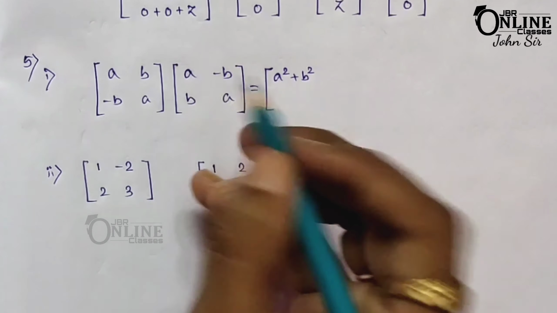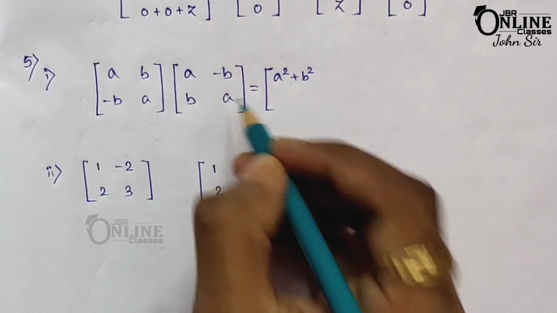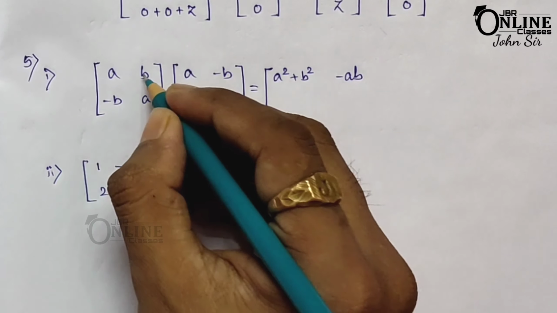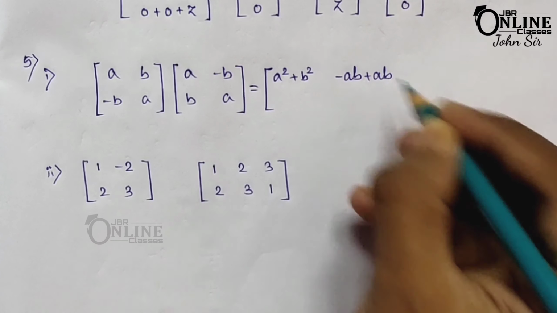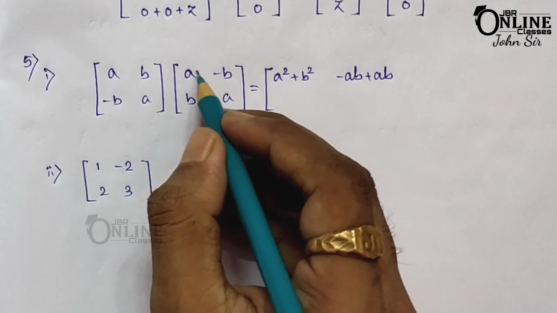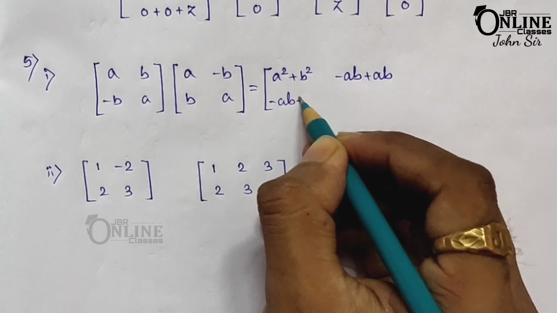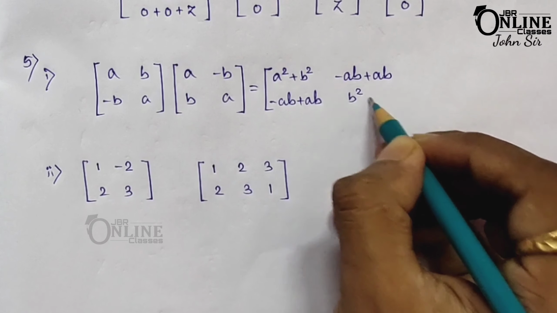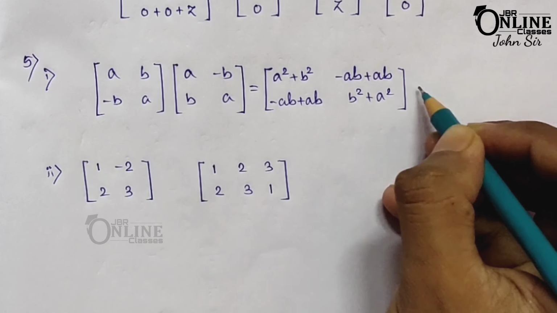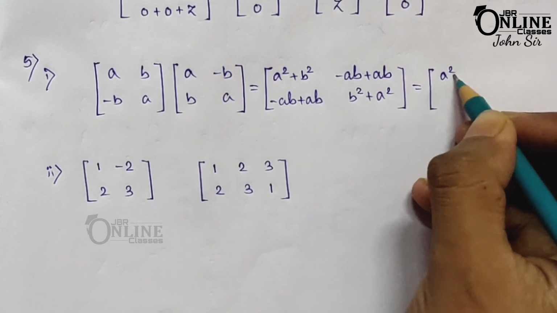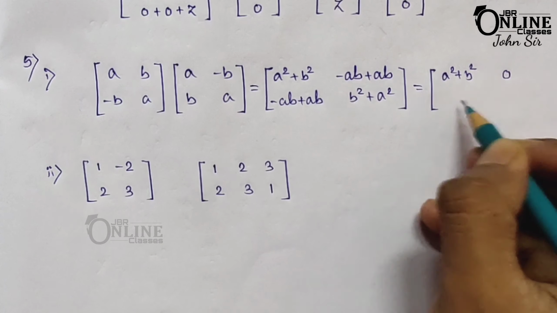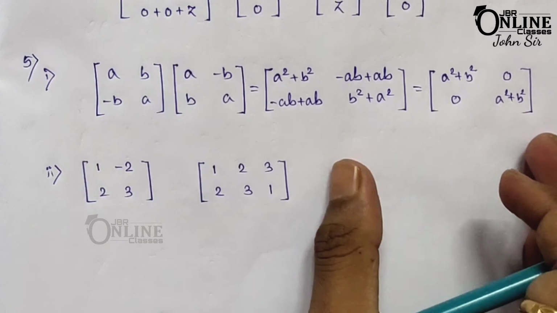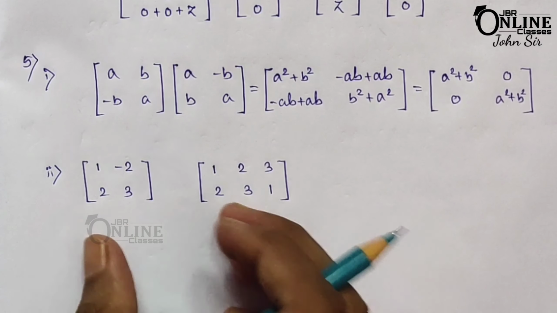Next one, here first row second column. So a into minus b, that equals minus ab, and then plus ab. Now second row first column, minus ab plus ab, and this one will be minus b into minus b, that means b square plus a square. Okay, so your final result will be a square plus b square, 0, here 0, and here also a square plus b square. That is your answer. Now the second one.